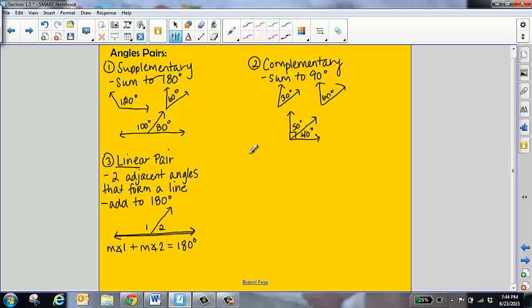Now, the last angle pair we call vertical angles. Now, vertical angles are formed by two intersecting lines.